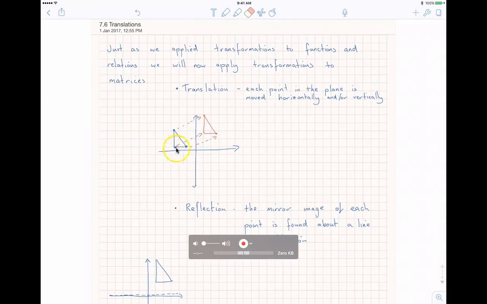So take, for instance, this triangle. We can move it horizontally and vertically at the same time so that it moves up and across to the right to this position here.